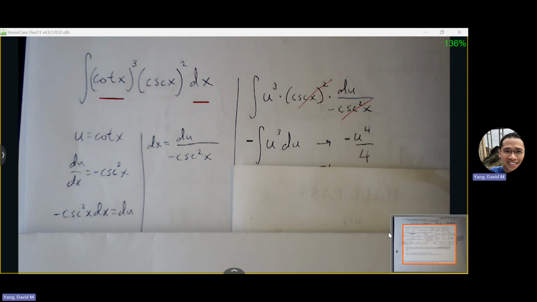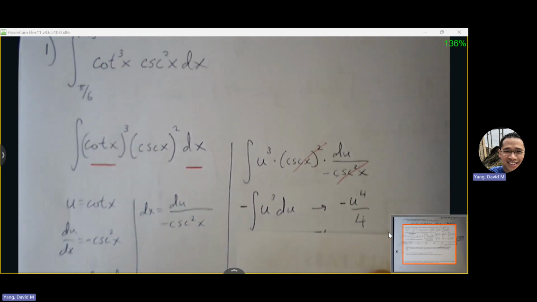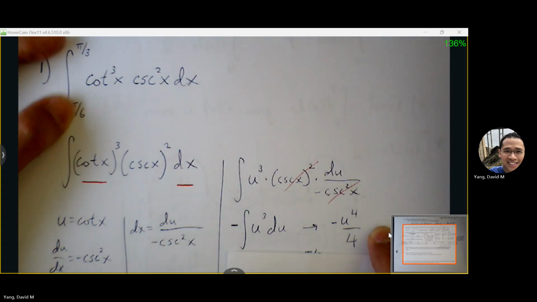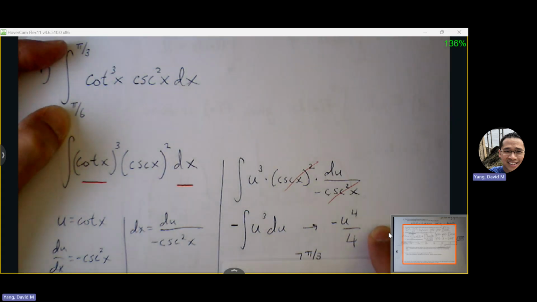u cubed becomes u to the 4th over 4. We have bounds involved. Are we ready to plug in the bounds at this time? Can I do half bracket and start plugging in the pi over 3 and pi over 6? What's the issue? These bounds are in terms of what? Which variable?